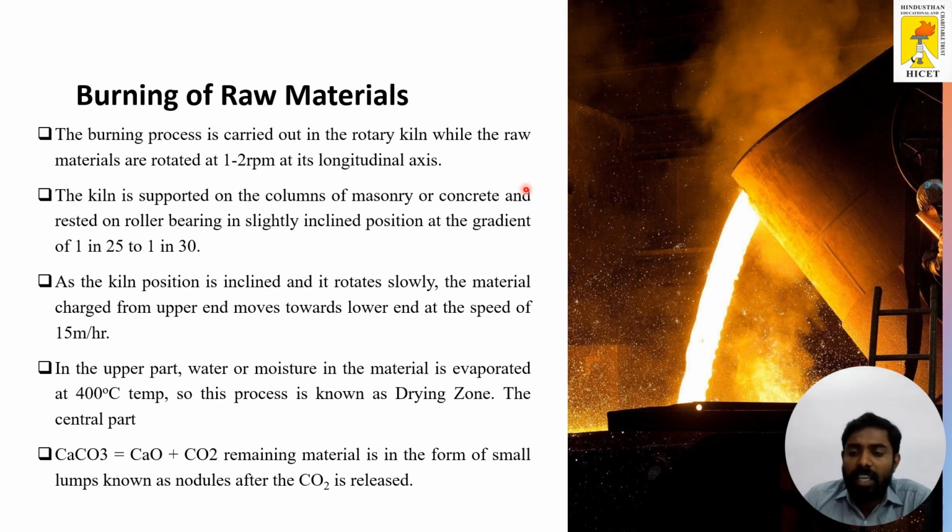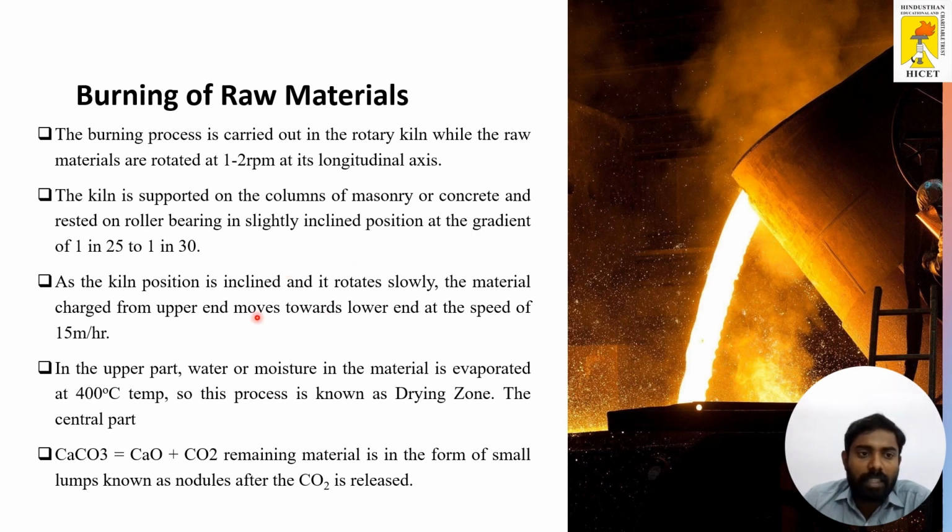And next one is the burning of the raw materials. So the burning process is carried out in a rotary kiln, while the raw materials are rotated at around 1 to 2 rotations per minute at its longitudinal axis. The rotary kiln is made up of steel tubes having a diameter of 2.5 to 3 meters, and the length differs from 90 to 120 meters. The inner side of the kiln is lined with refractory bricks. The kiln is supported on a column of masonry or concrete and rested on roller bearings in a slightly inclined position to the gradient of 1 in 25 or 1 in 30.